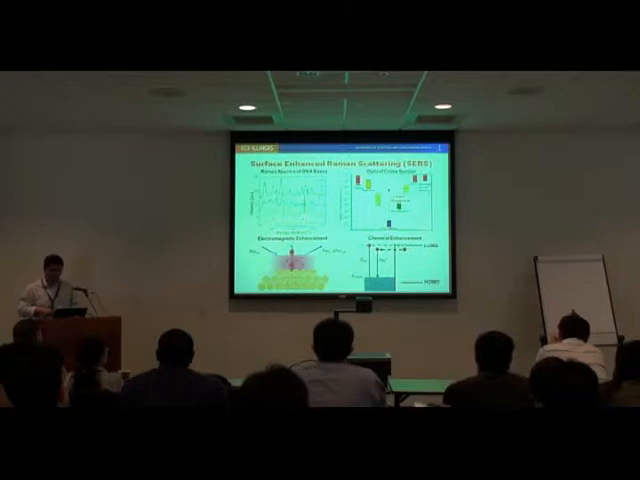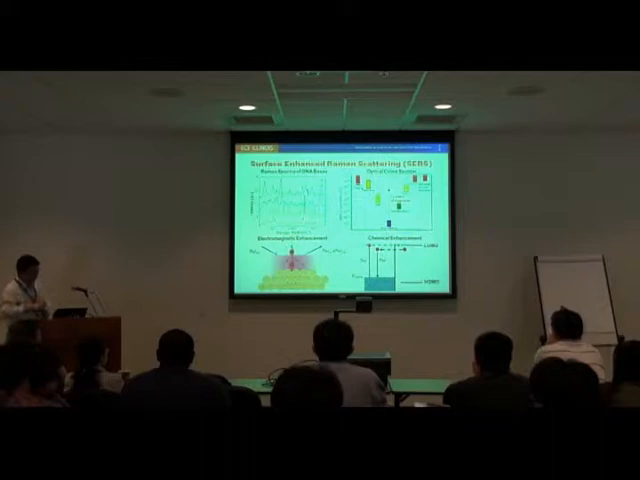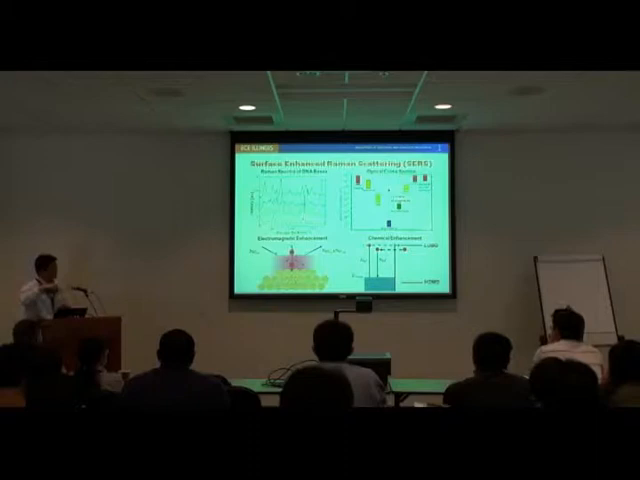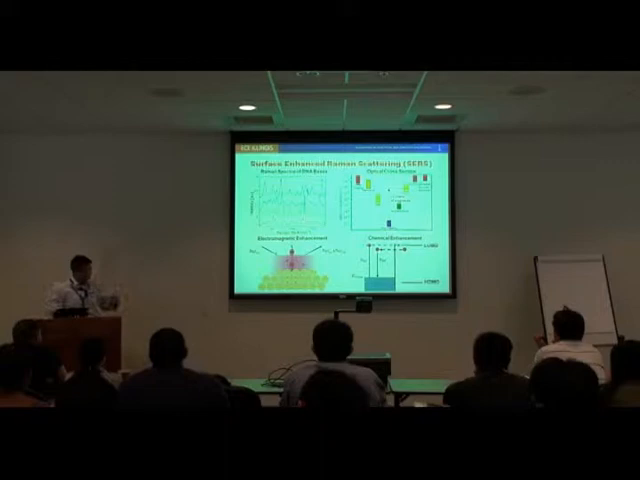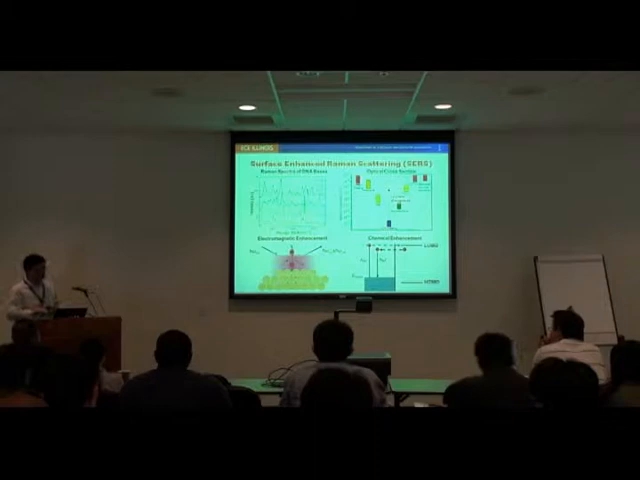The second mechanism involved in surface enhanced Raman scattering is called chemical enhancement. This one involves energy and electron transfer between the metal and the organic molecule absorbed on the surface. By involving this chemical enhancement mechanism, you can chemically, or quantum chemically, change the band gap or energy distributions in the molecules to improve the Raman scattering cross section.